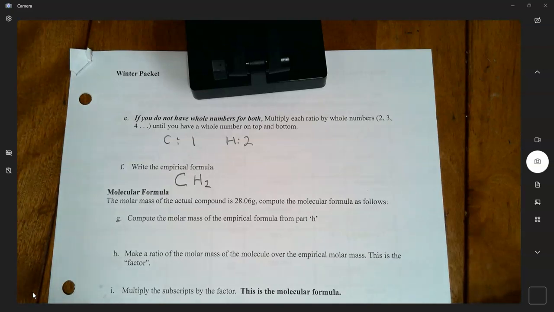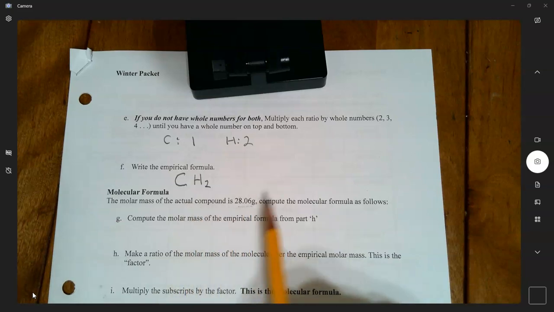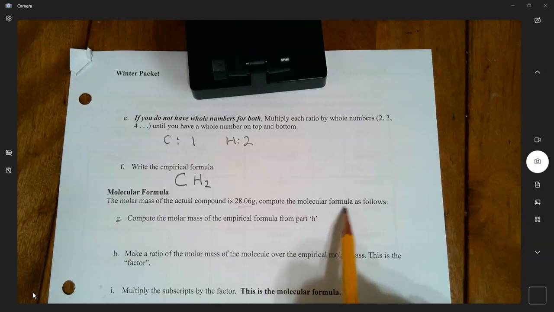Now if we know one more piece of data, and that's the molar mass of the compound, and again, there is a way to determine that without knowing the compound. We've talked about that in class briefly. We'll talk about it again in the future, but we won't worry about it now. It turns out the molar mass for the actual compound is 28.06. Compute the molecular formula as follows.